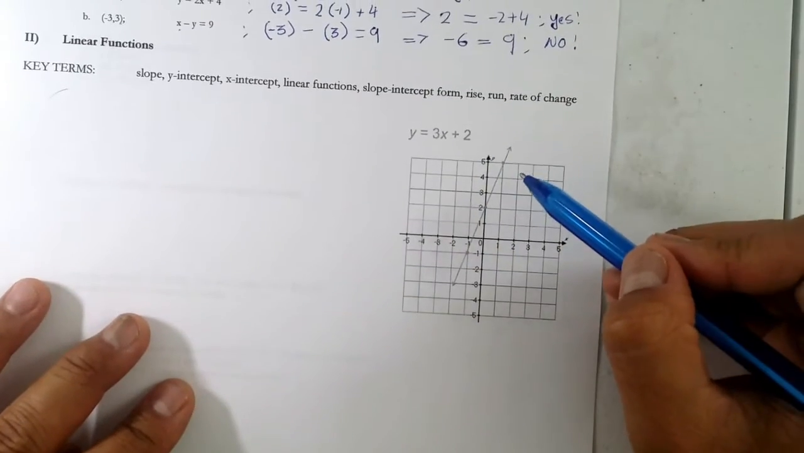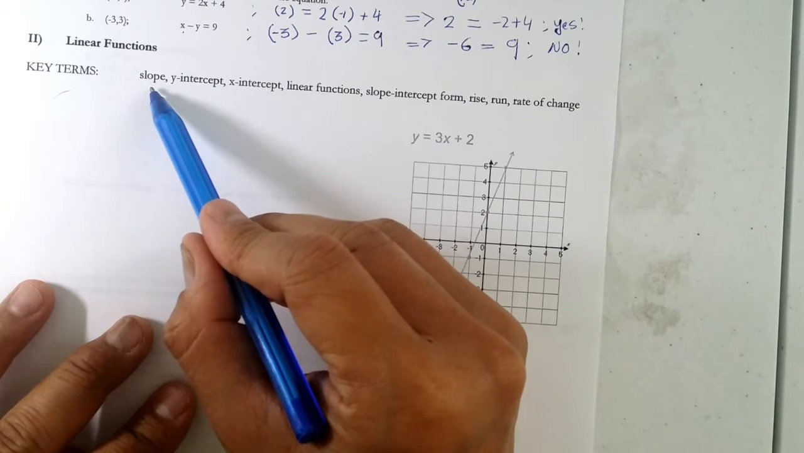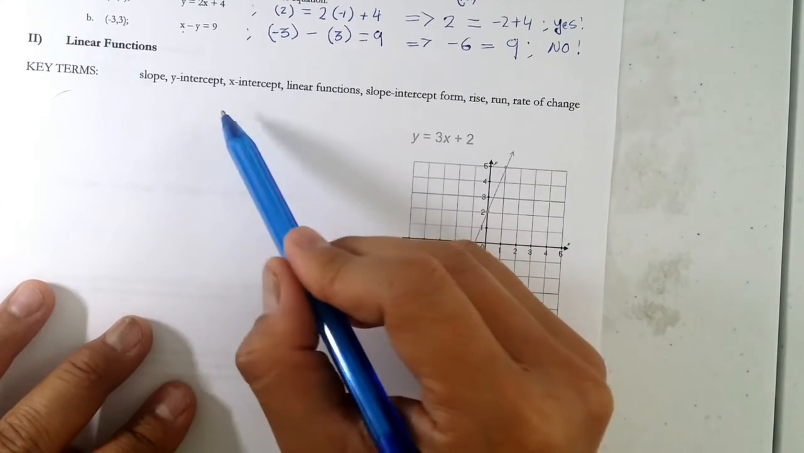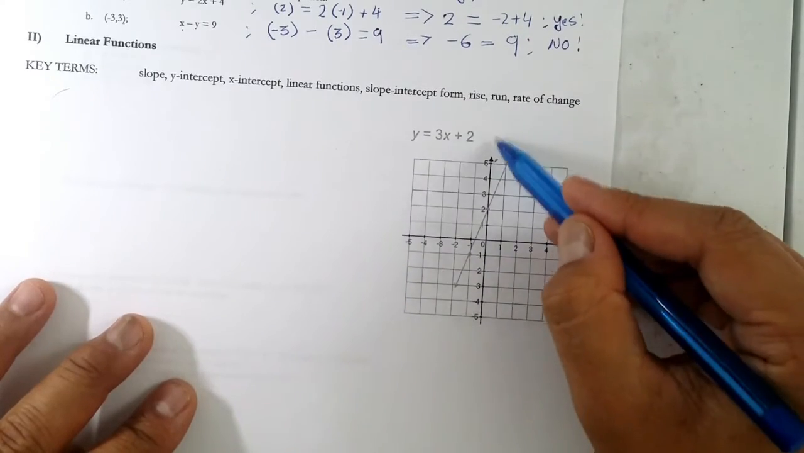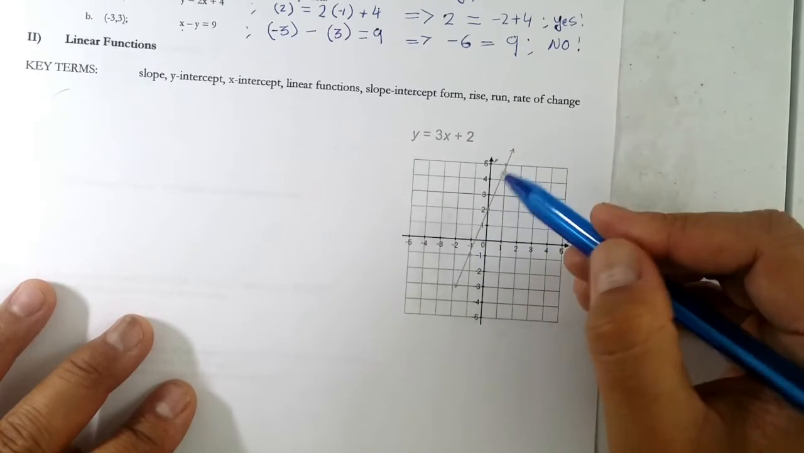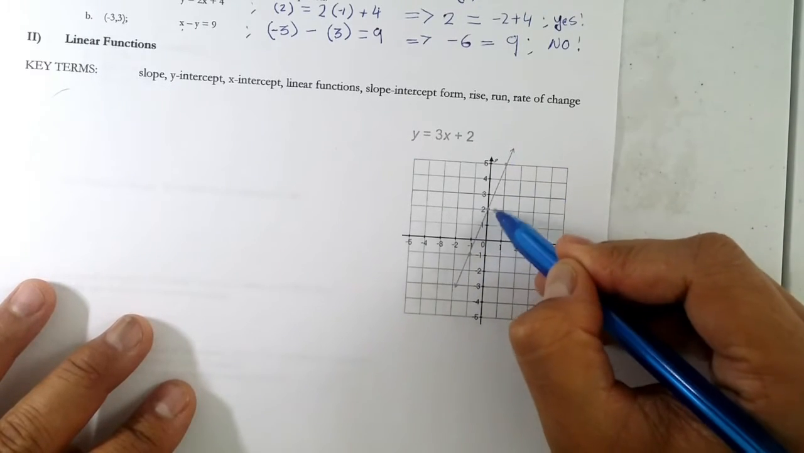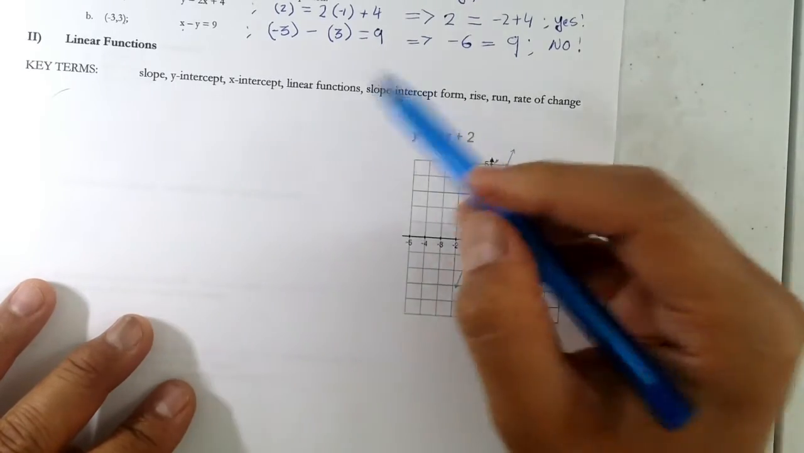Well, when you graph a line, the line will have a specific incline, which is described by the word slope. The y-intercept is where the line will cross your y-axis. So this is your y-axis. So the line for this particular case will cross your y-axis at (0, 2). (0, 2) is your y-intercept.